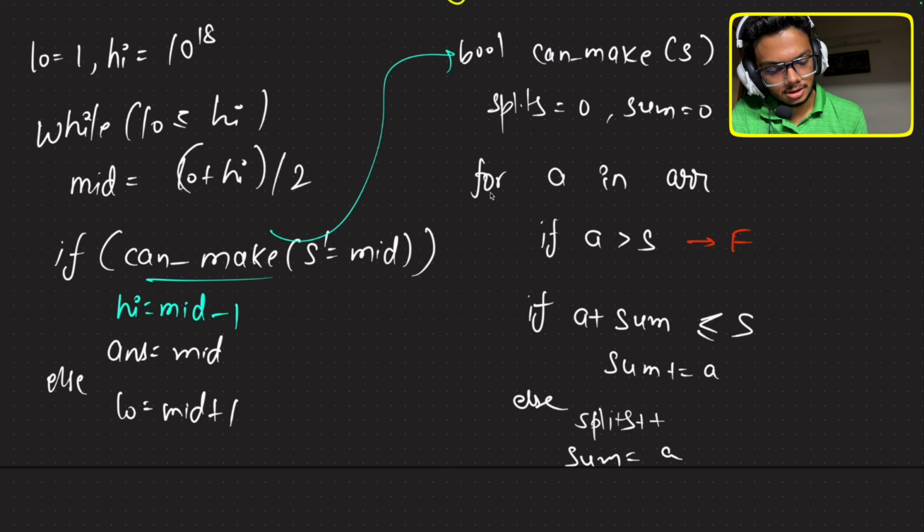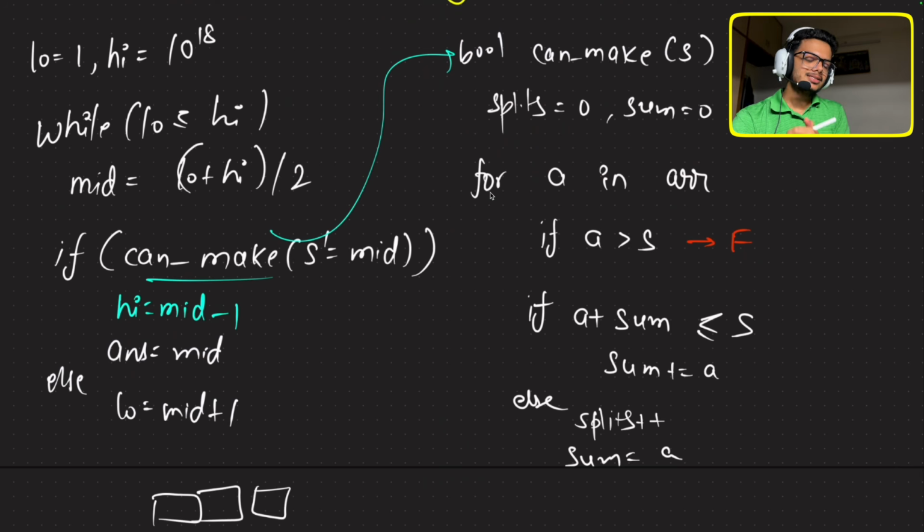So for example, if we have these two guys and you're trying to include another guy, and it is increasing the total sum, then we have to make a split. And now for the next part, the initial sum is equal to this guy, right? So sum equals a.